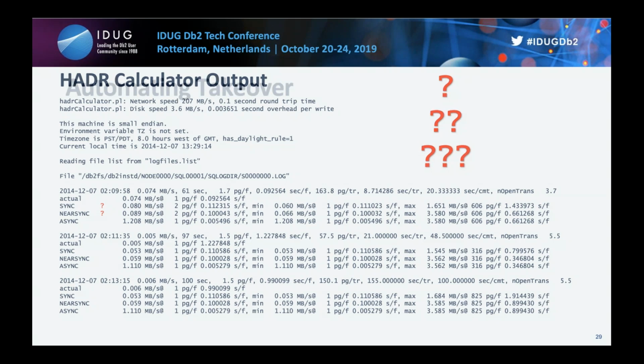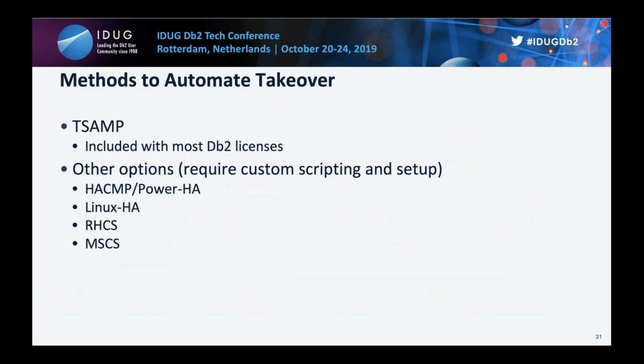Okay, automating takeover. This was something that somebody had asked about. TSAMP is the one that's included with most Db2 licenses. So it's the one we tend to use. There's a command called db2haicu that we can use to set it up. I'm not going to go through all the setup scenarios because honestly, I have a 75-minute presentation on that alone.